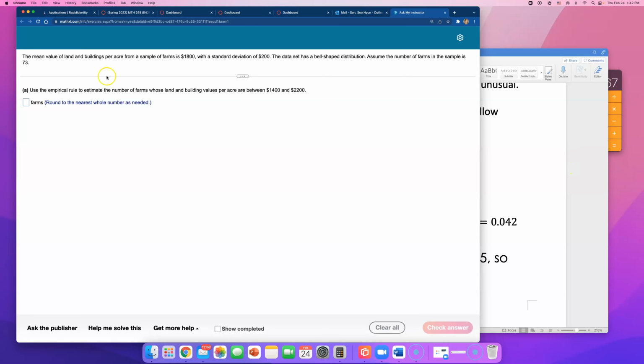The mean value of land and buildings per acre from a sample of farms is 1800. All right, I'm gonna go ahead and get my notepad open. This is going to be the empirical rule problem. I love drawing for these questions. I'm gonna get my tablet.